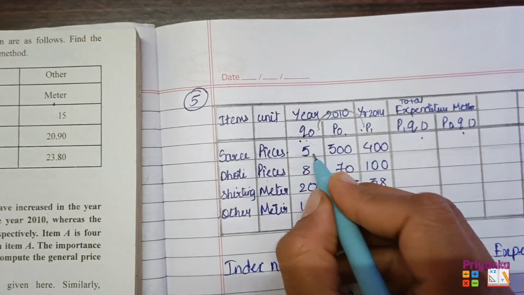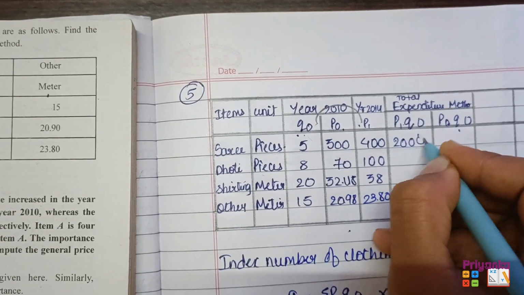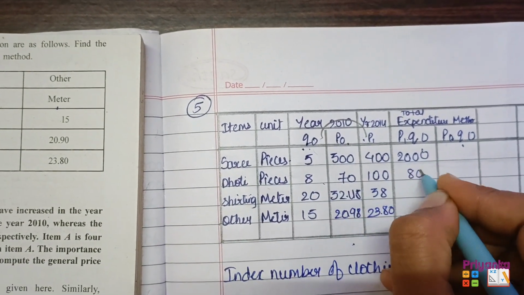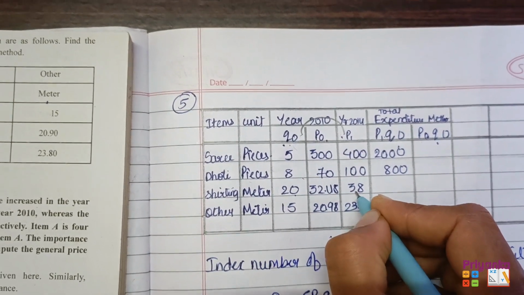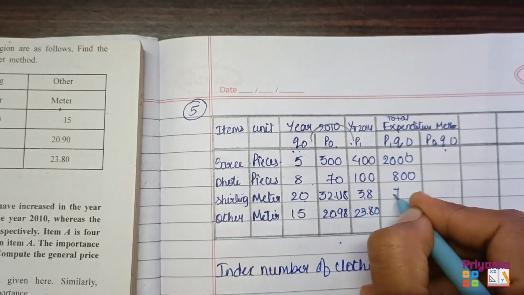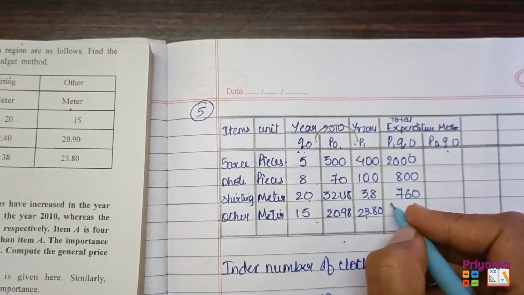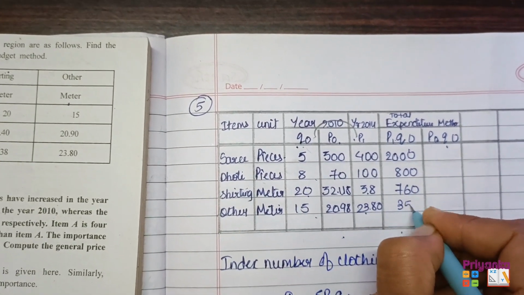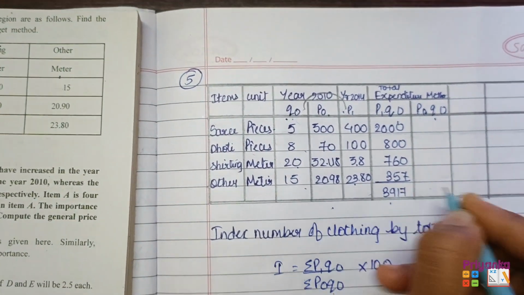Here we get 5 into 400, 2000, 8 into 100, 800, 20 into 38, that is 760, 15 into 23.8, that is 357, and here we get the total 3917.